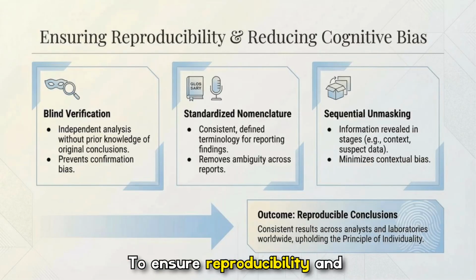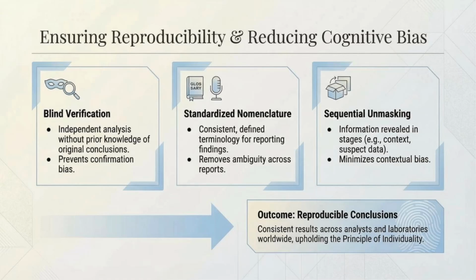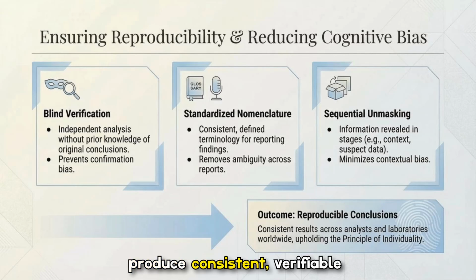To ensure reproducibility and reduce cognitive bias, this slide highlights practices like blind verification, standardized nomenclature, and sequential unmasking, and explains how these procedures minimize confirmation effects and produce consistent, verifiable conclusions across analysts and laboratories.